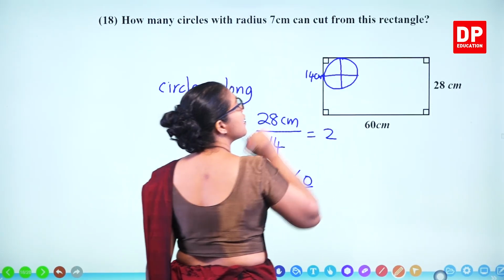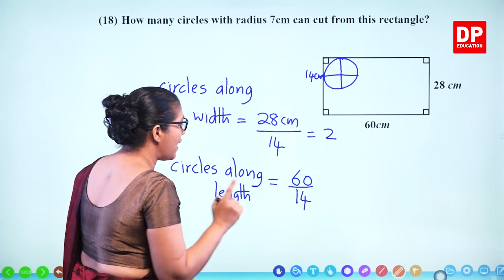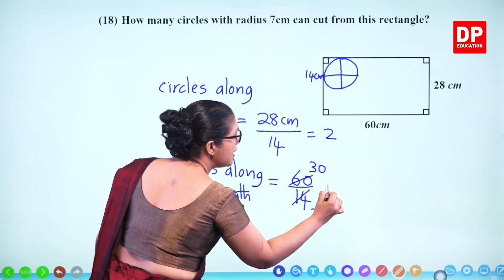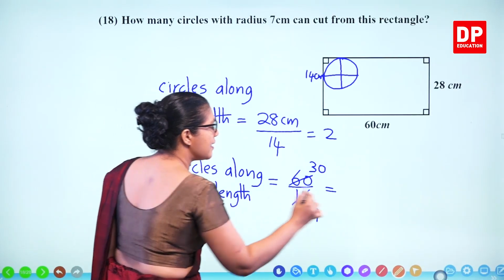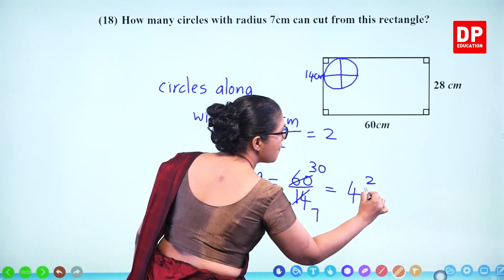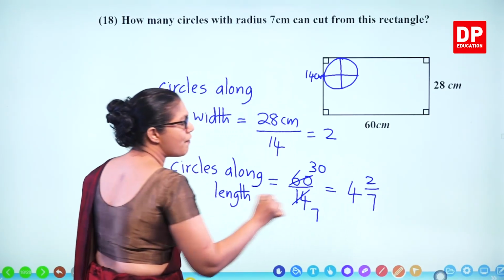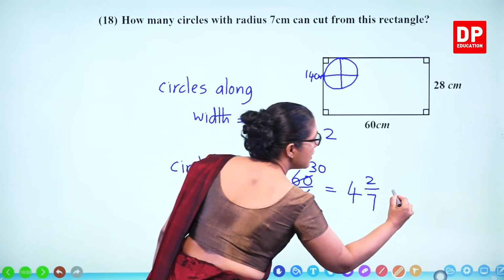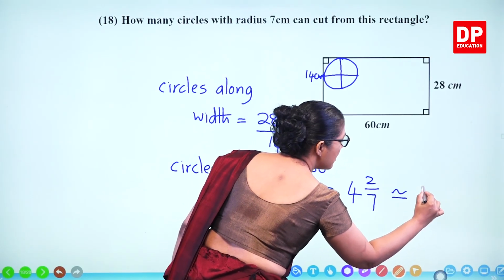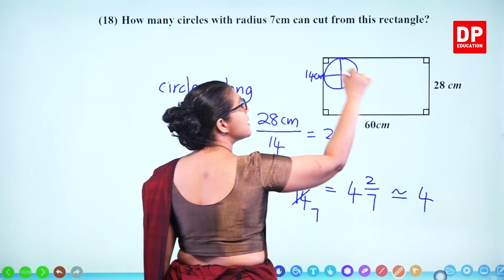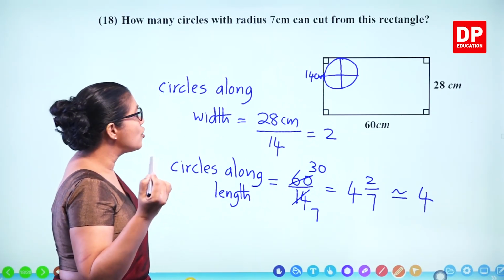You have to think about this way. What's the value? 2 times 7, 2 times 30 here, 30 divided by 7 is 4, and here 2 remaining, 2 sevens. So a fraction comes. How many full circles can you cut? This way you can cut 4 circles along the length and 2 circles along the width.